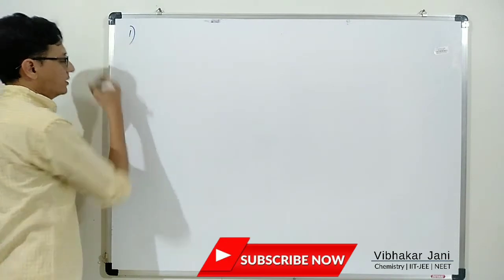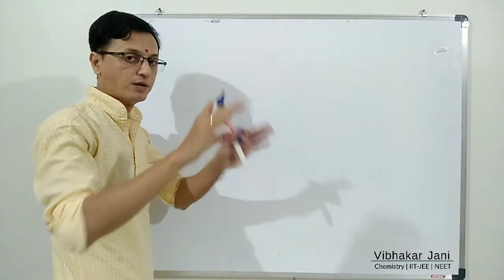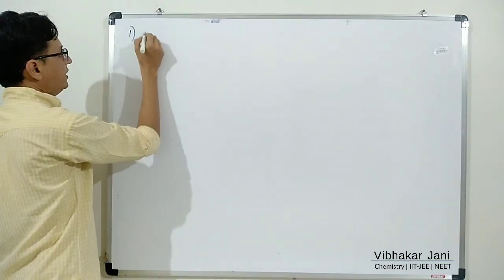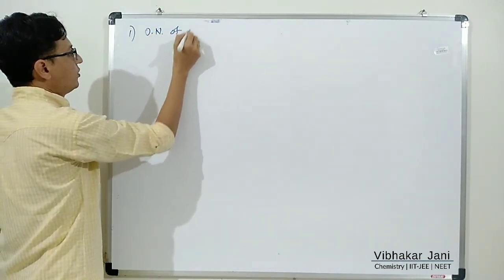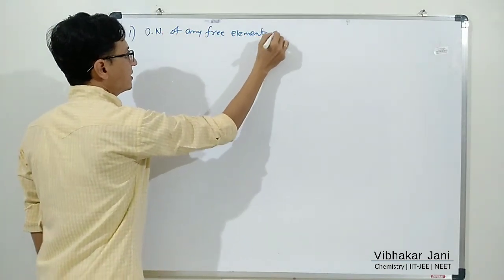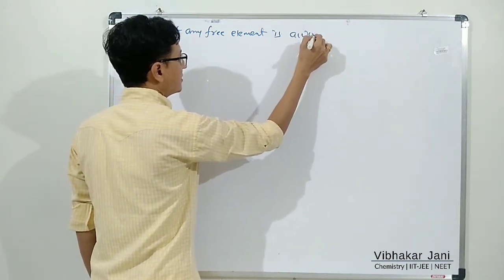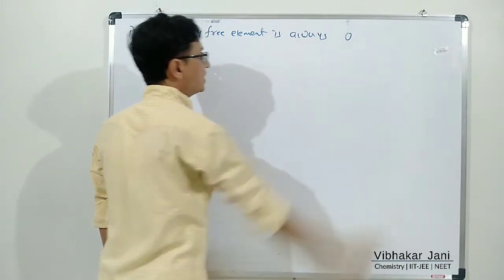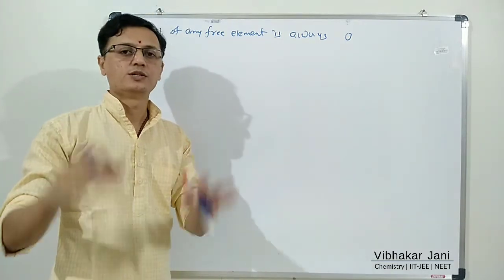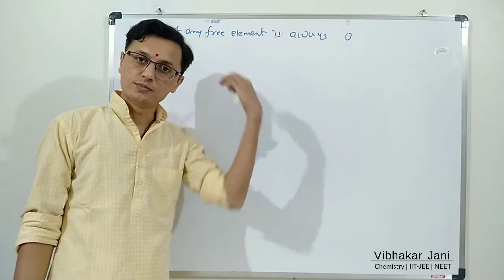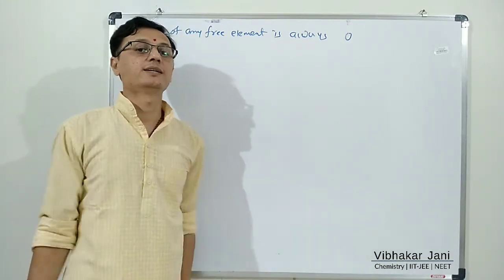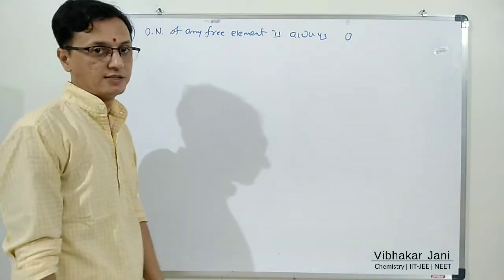The very first rule, rules to find out the oxidation number. Make a title and let us start. First rule: the oxidation number of any free element is always 0. If sodium is alone, its oxidation number is 0. If carbon is alone, its oxidation number is 0. Any free element, which is not combined with any other element, has its oxidation number considered as 0.